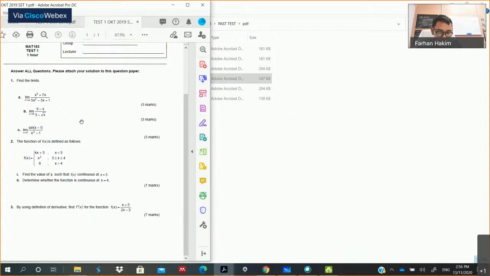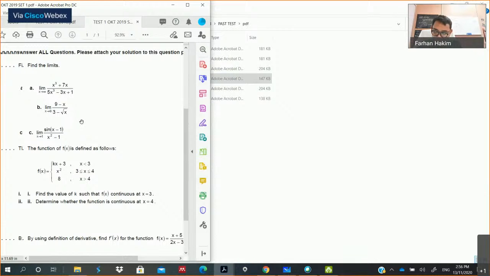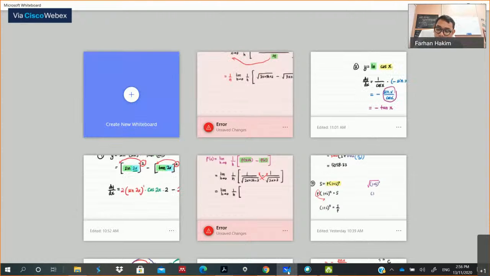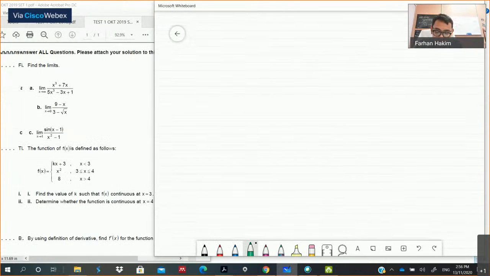Okay, this seems quite interesting. Solving the limit. All right, I'll just do this question quickly. So we have to find the limit. So for question A, I'm doing question 1A.